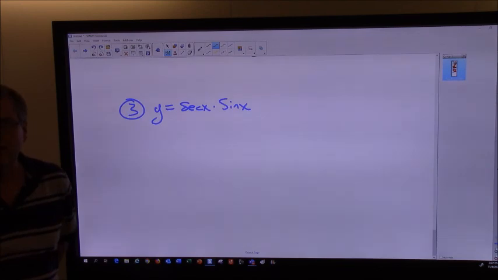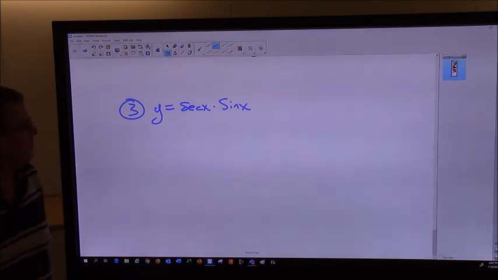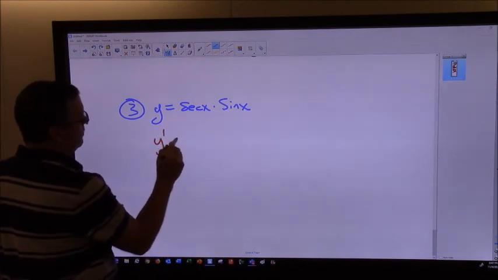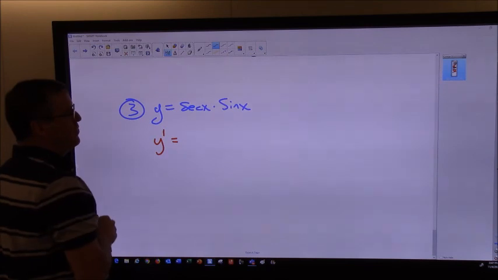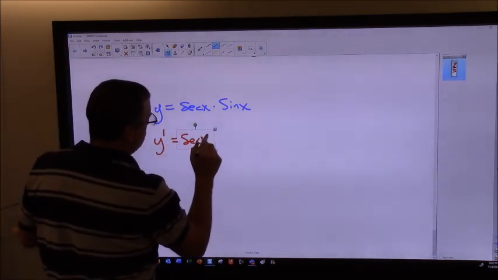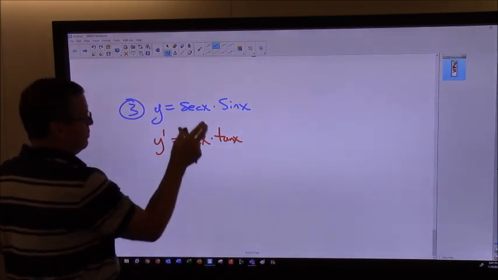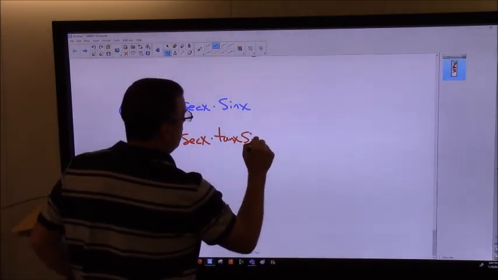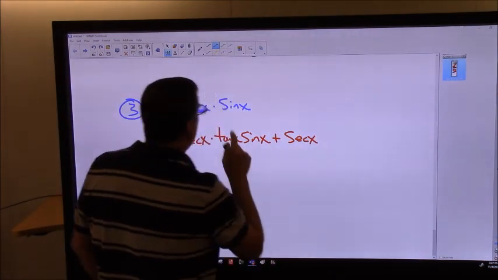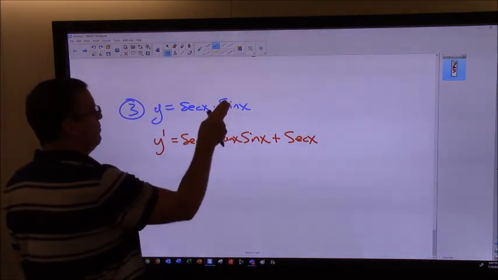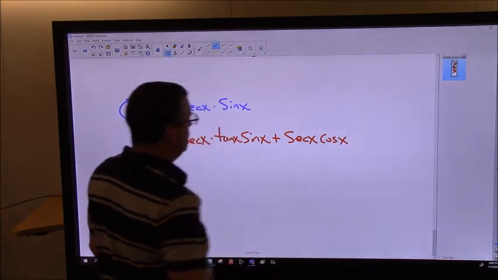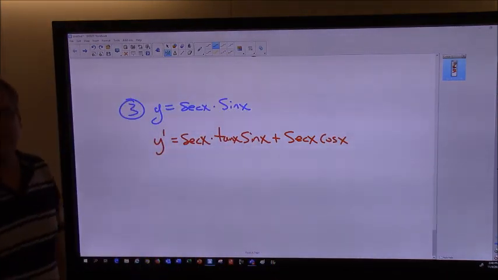So this looks like a product rule, since we're multiplying two things. So I'm going to think to myself, y prime is equal to the derivative of the first. The derivative of secant is secant x tangent x. So derivative of the first times the second, plus leave the first piece the way it was, and take the derivative of the second. Derivative of a sine is a cosine. And then we got to see if we can simplify that.